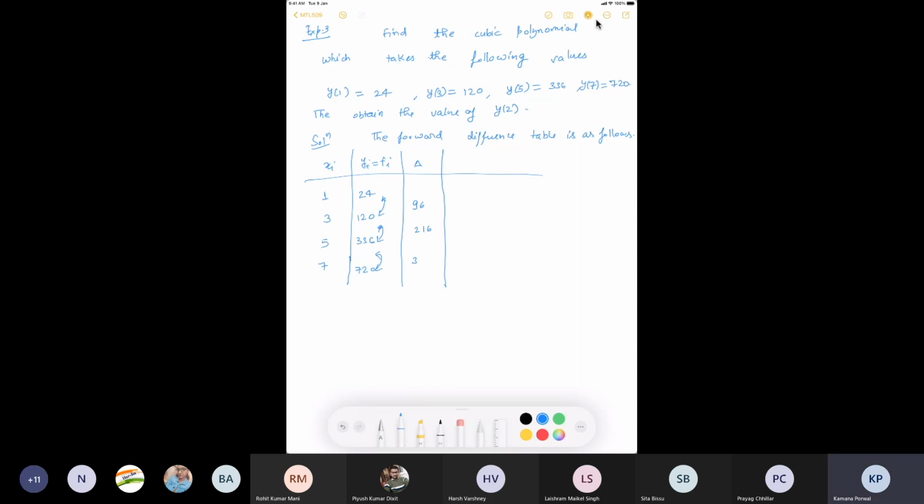And now you can find the second forward differences. So the difference of these two consecutive entries will give you the delta square of f0, which is 120. And if you take a difference of these two entries, which is 168, this will be your delta square f1. And then you can find the third order forward differences, which is the difference of this. So this is 48.